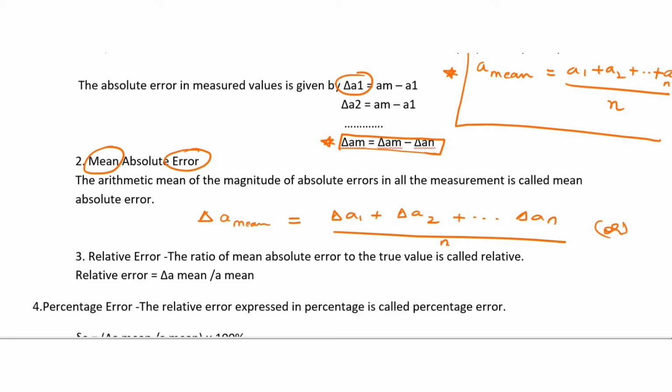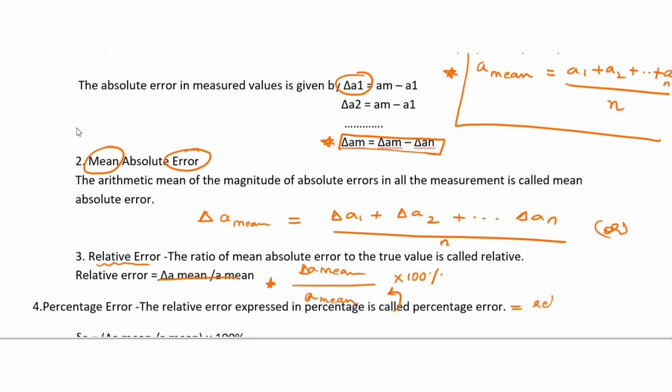Now we have to find the relative error. Relative error is nothing but the ratio of del A mean by A mean itself. Okay, this ratio is known as relative error, and when you multiply it by 100, it simply becomes percentage error. So percentage error is nothing but relative error into 100.